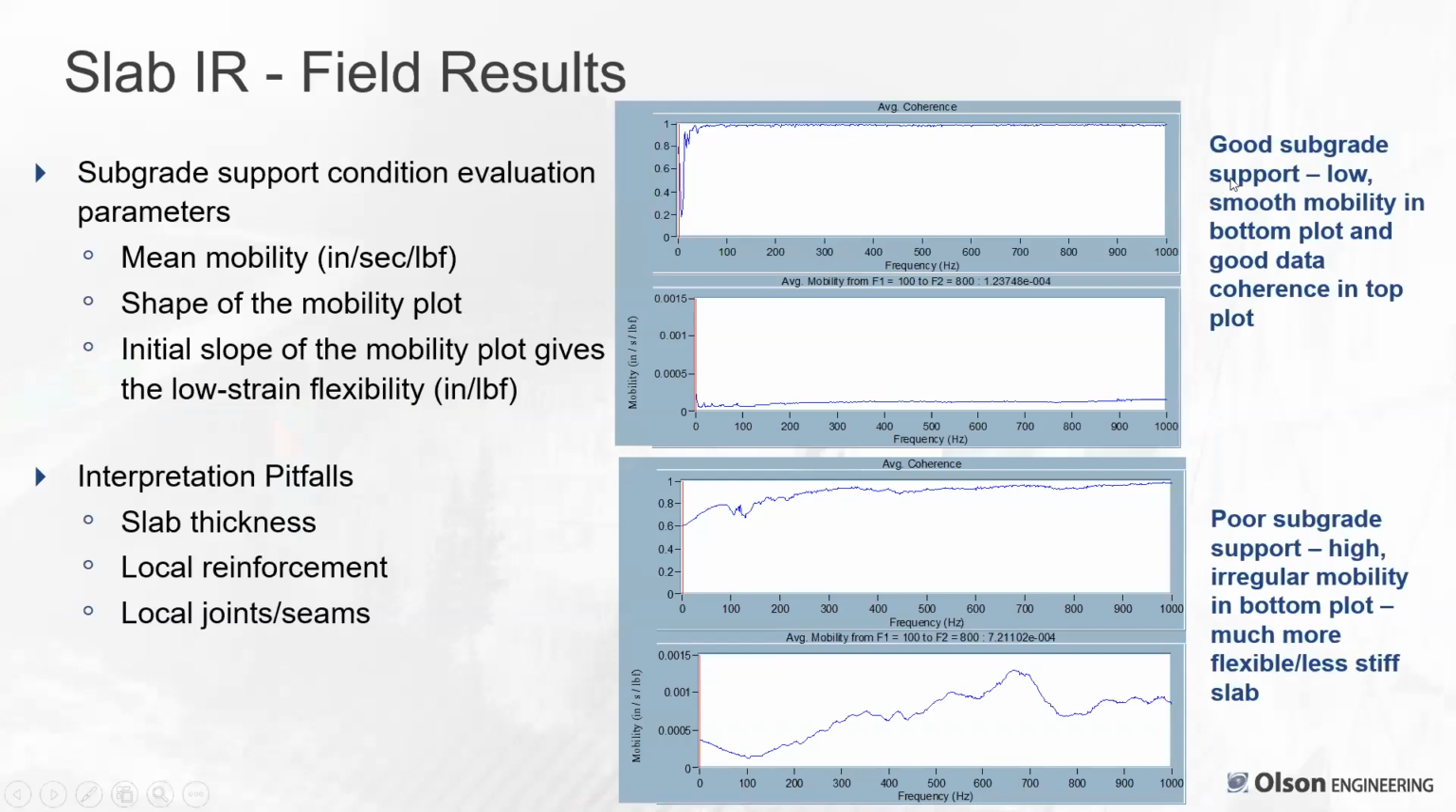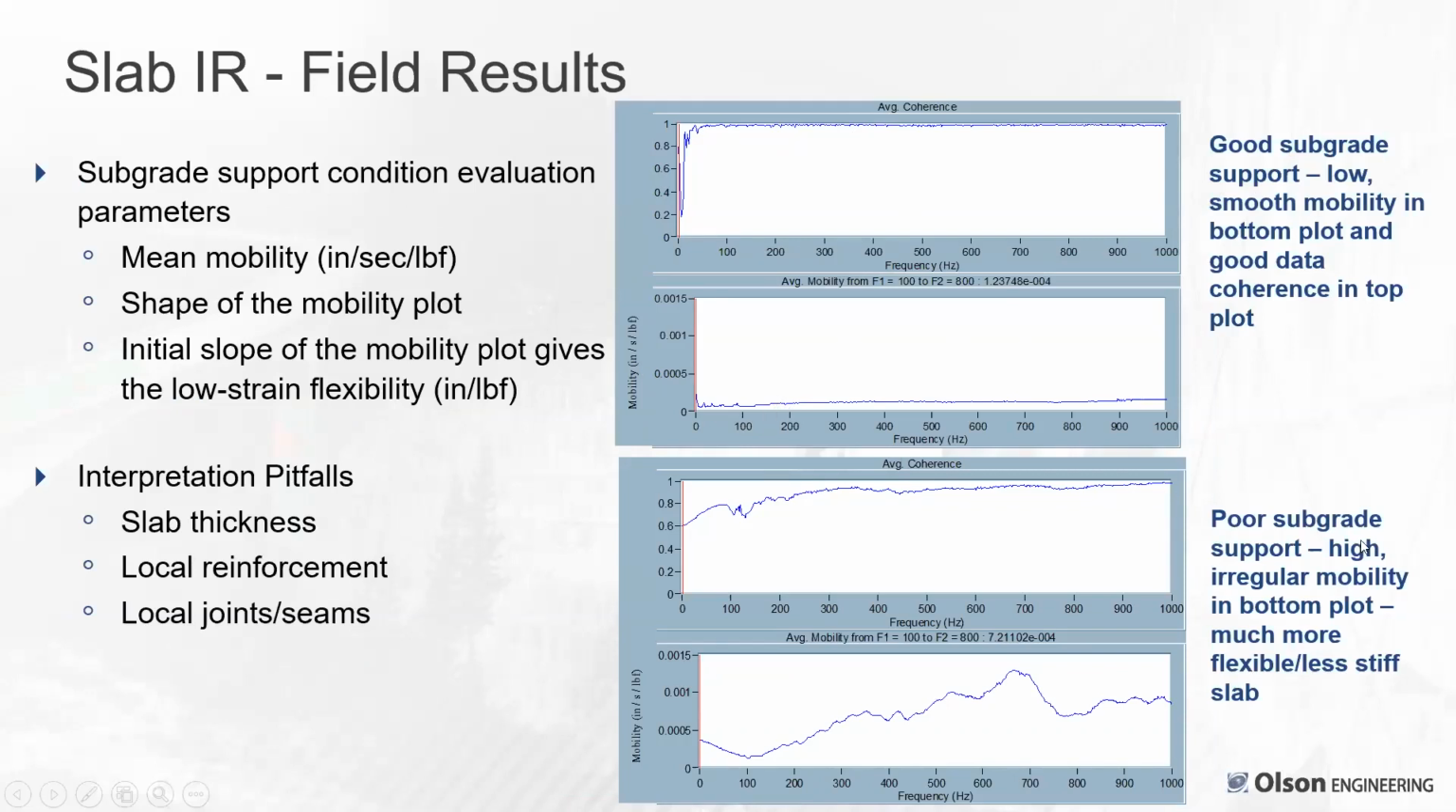The plot on the upper right is good subgrade support. This is mobility in inches per second per pound force. A little hard to see that scale, but very flat. This is typical of good support. And the coherence is very high, near 1. This means the signal to noise ratio, when coherence is near 1, is very good quality data, very repeatable. So we get the mean mobility out of this, the shape of the plot, and the initial slope at low frequency is the flexibility of the plot, which we can also plot in another part of the software.